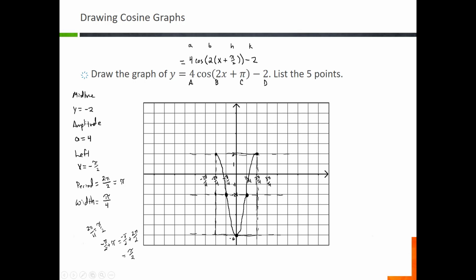Okay. Again, the normal cosine graph, if you remember, looks kind of like this. This is cosine, and sine did this. Okay. Well, let's just go through and list our 5 points.